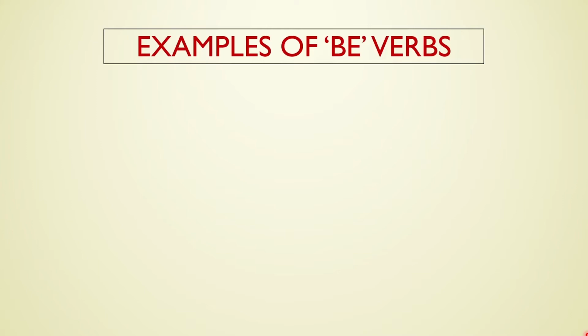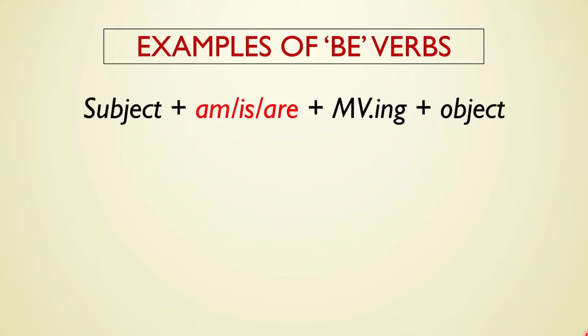Now, let me give you some examples of be verbs. At first, let us know the structure. At first, the subject comes. That means the person or the thing that is working in the sentence. Then comes the auxiliary verbs, am, is, are, which are used for present tense. Then comes MV and ing. Here, MV means main verb. You will use ing with the main verb. And at last, there is the object or the remaining part of the sentence.